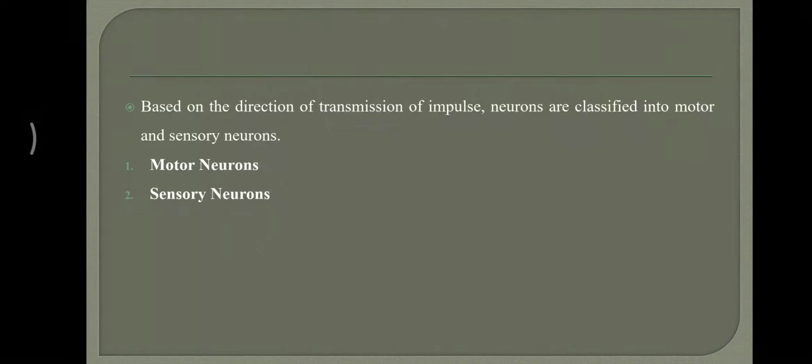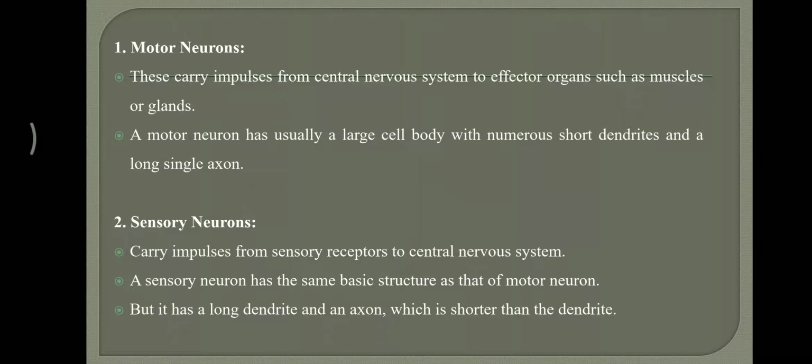Next, based on the direction of transmission of impulse, neurons are classified into two. Number one is called motor neuron and the second group is sensory neuron. What do you mean by motor neuron? Motor means muscle related. Okay, so this type of neuron carries impulses from the central nervous system to effector organs such as muscles or glands.